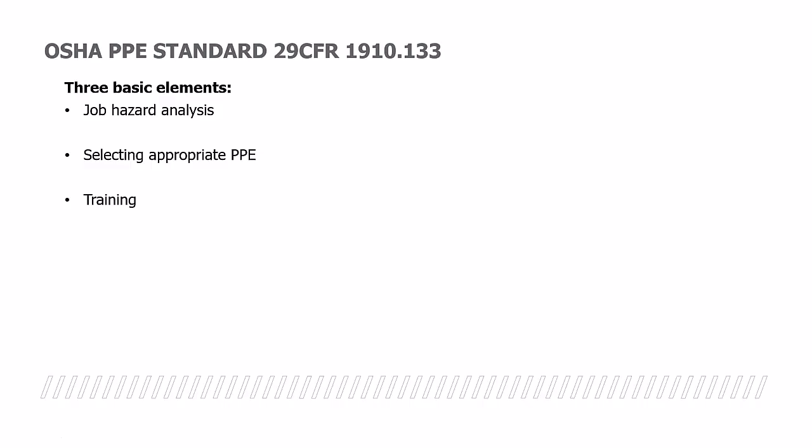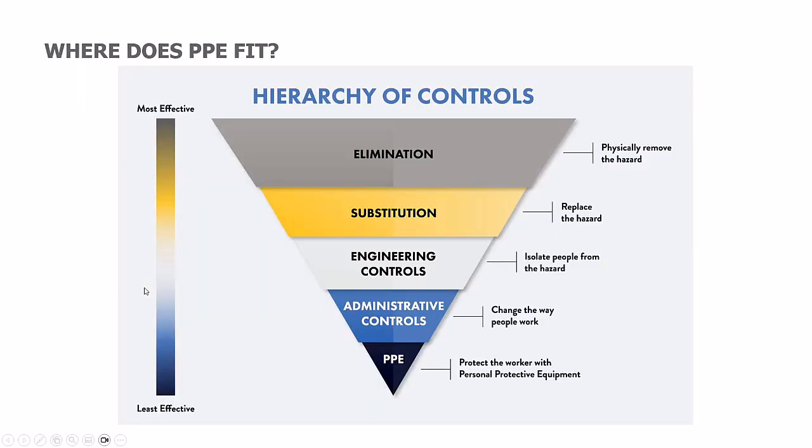Three basic elements as far as PPE standard is concerned. The first one has to be what they call a job hazard analysis. The second thing is selecting the appropriate PPE. And the third thing that's involved with the OSHA standard involves the use of training the employees. The employees have to be trained.